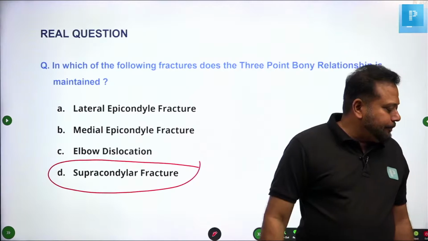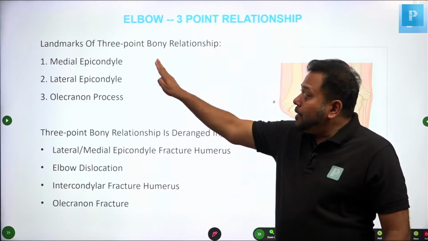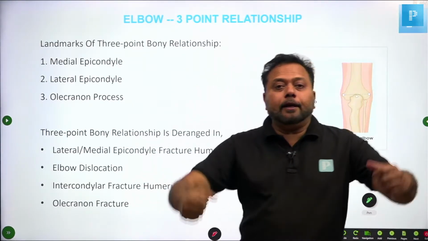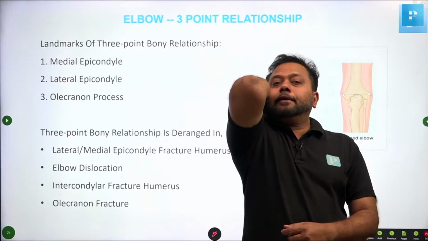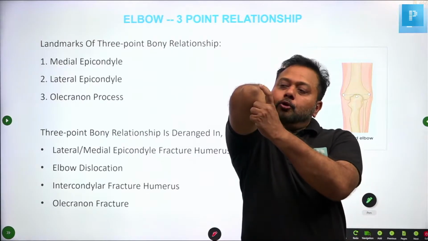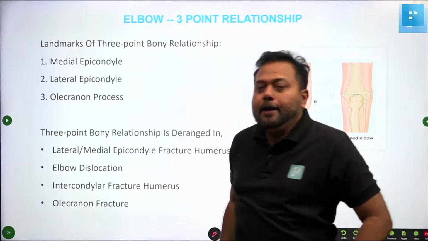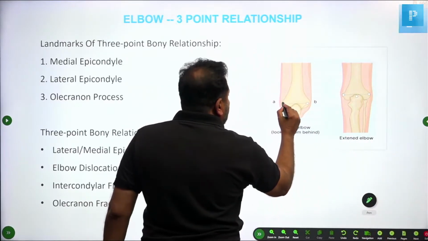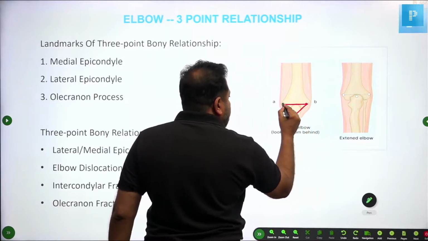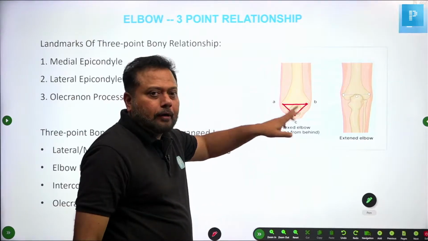Now, you ask for explanation. Please focus your fullest attention. You see here the landmarks of the 3 bony point relationship in an elbow, and you should know one thing: when you flex an elbow, only then you should assess. In an extended elbow, you cannot assess. In a flexed elbow, you mark the tip of the olecranon, the medial epicondyle, the lateral epicondyle. This gives a triangle, called an isosceles triangle. The length of all the three limbs are equal.